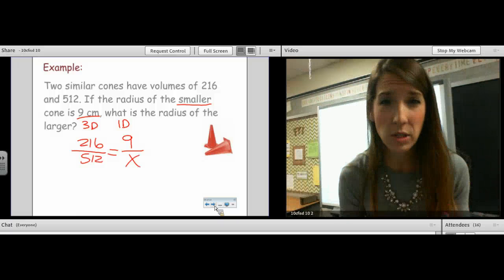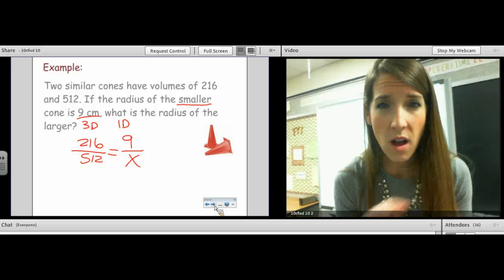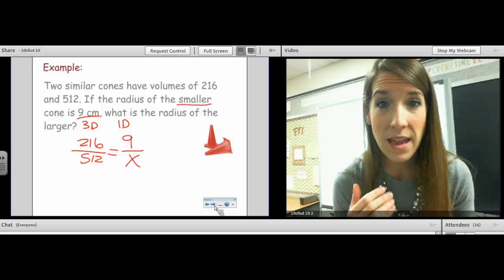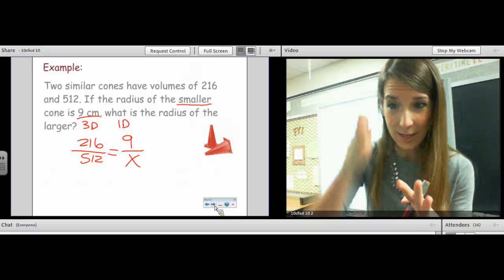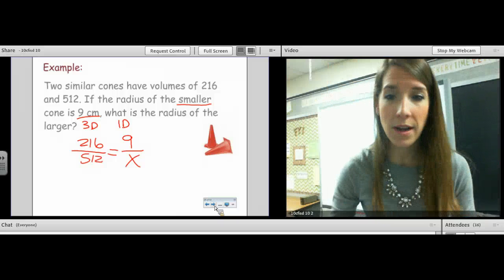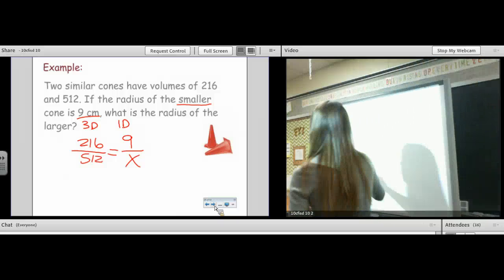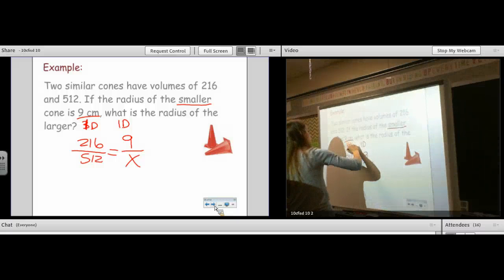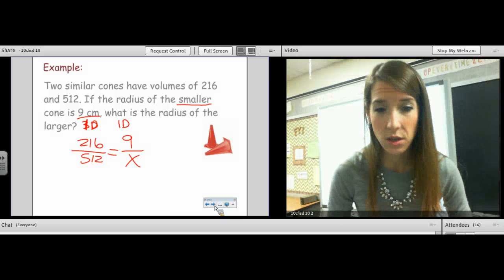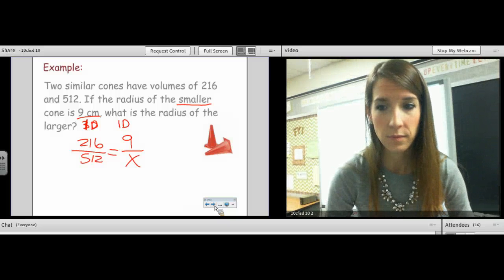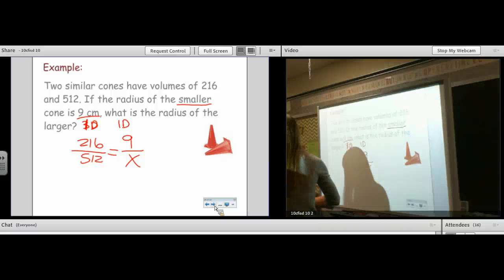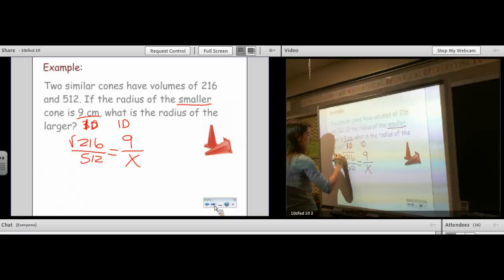You cannot cross multiply a 1D with a 3D. We want our answer to be in one dimension. Do you see how x is in the 1D column? So if we want our answer to be 1D, we need everybody to be 1D. How do you undo 3D? Very good, George. Very good. You cube root it.